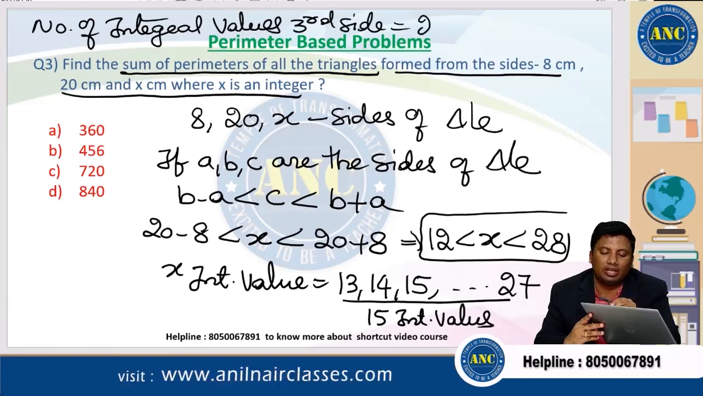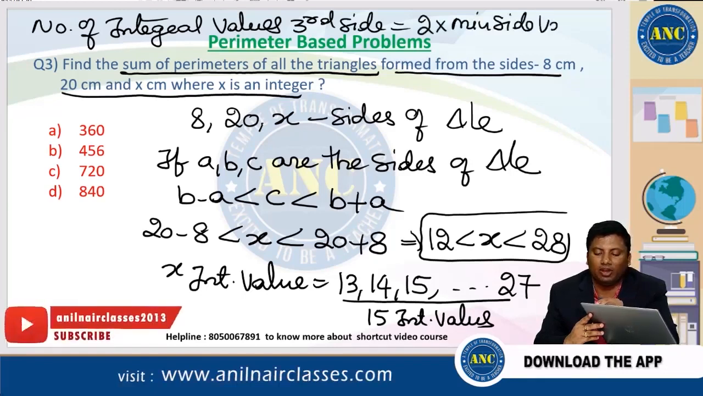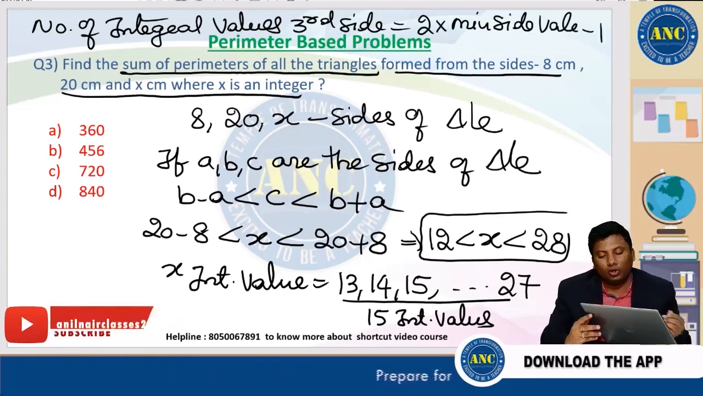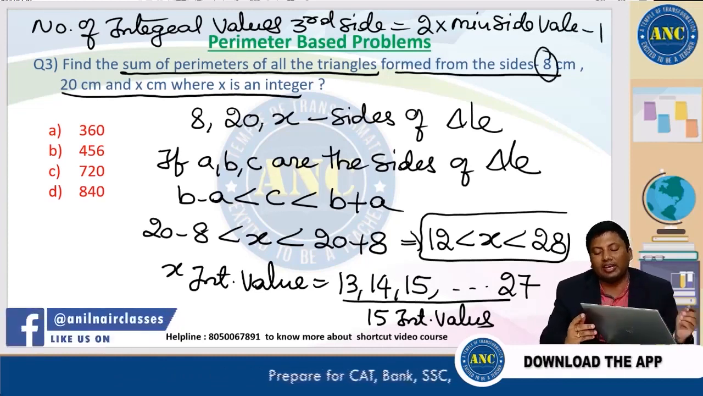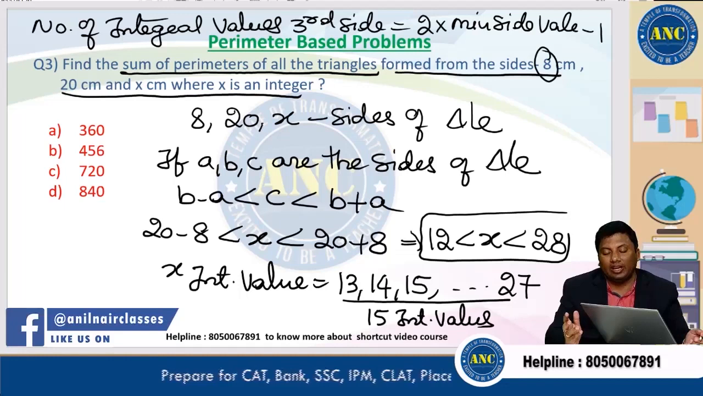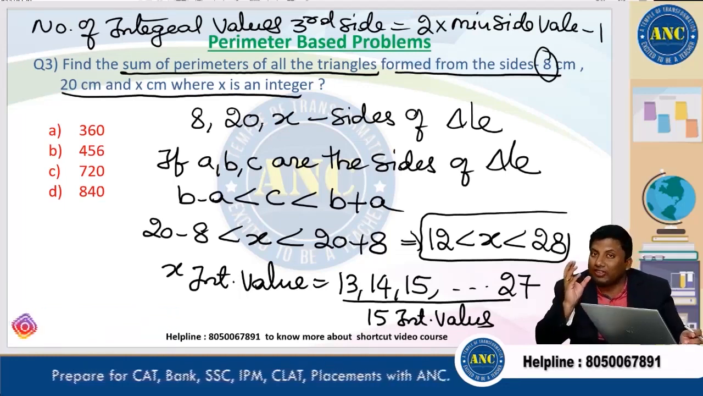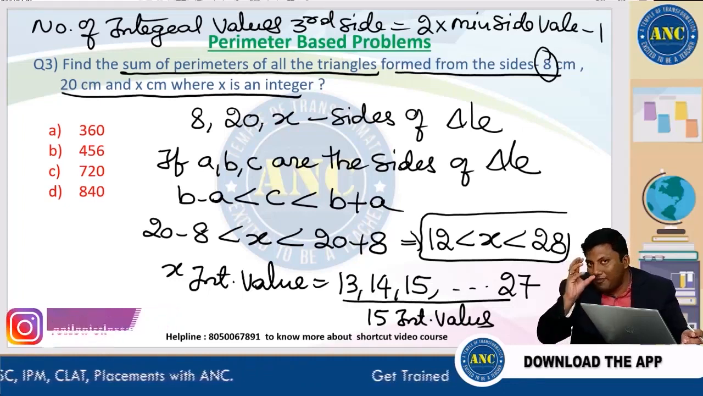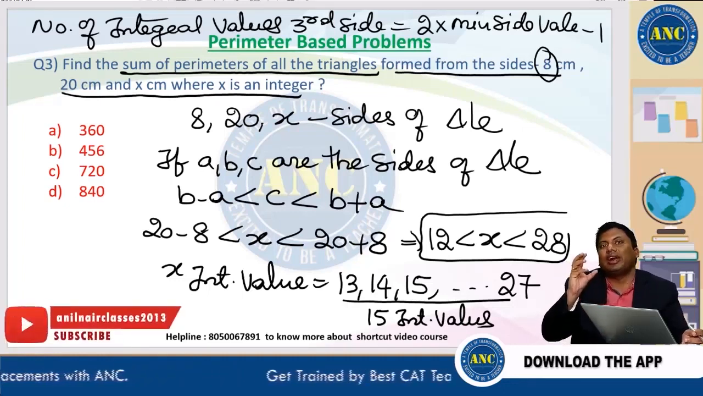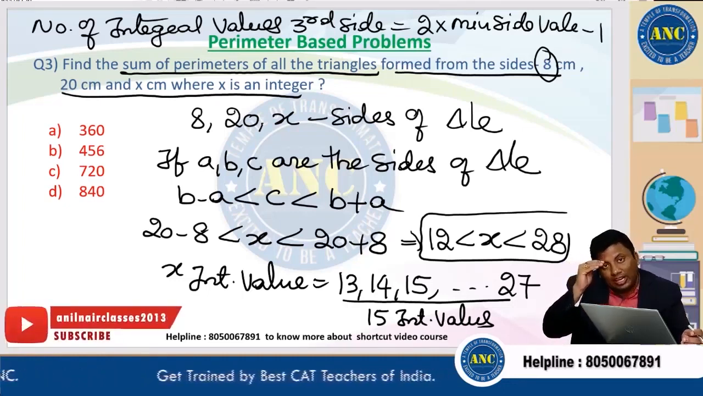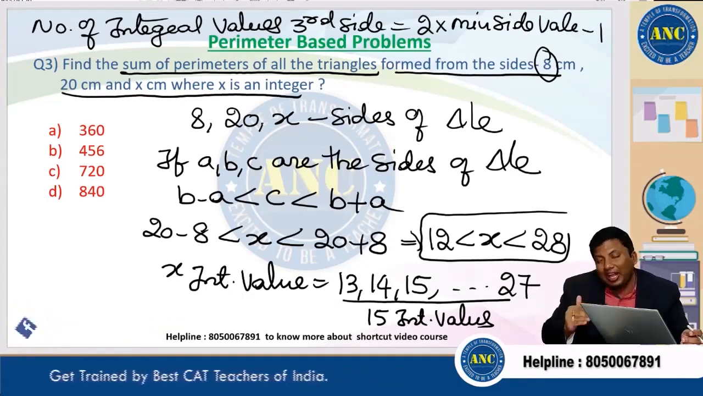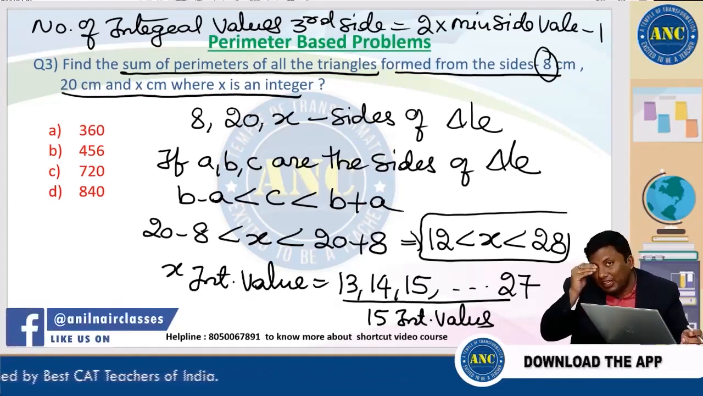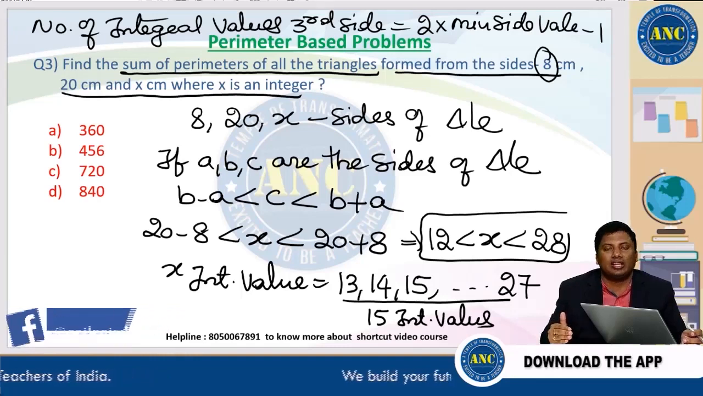It is nothing but 2 into the minimum side value minus 1. We already discussed this. So 2 into the minimum side value, which is 8, minus 1, is 15. So x, the third side, can take 15 distinct values. For every distinct value, I will get one triangle. That means there are 15 triangles formed with 15 different values for the third side.